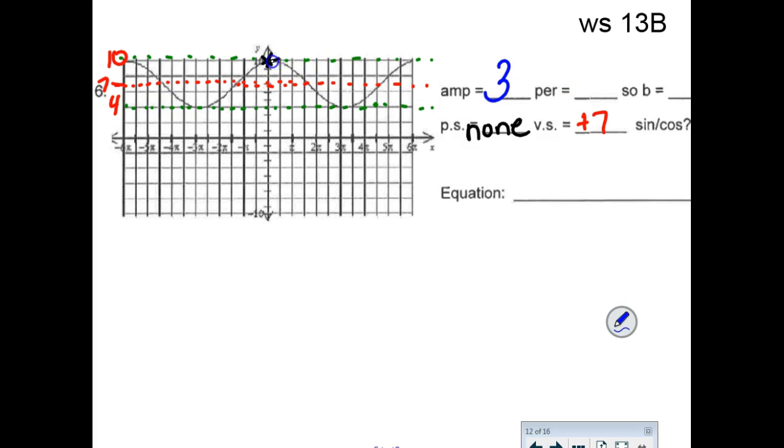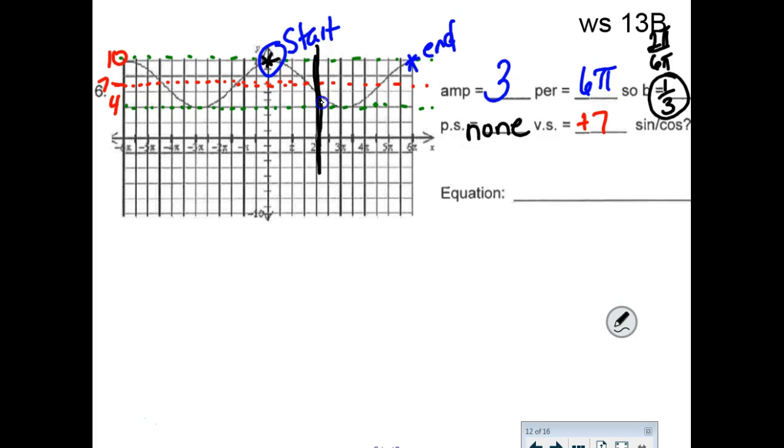The period is how long it takes for the cycle to complete. So if this is the start, that means this is the end of the first cycle. How long did that take? 6 pi, very good. So a little calculation for B, 2 pi over 6 pi is 1/3, which means 1/3 of the cycle happened by 2 pi. Here's 2 pi, guys. Is that what's happening? Is that 1/3 of the cosine cycle? Yeah. All right, and then clearly it's cosine because I kind of spilled the beans there, didn't I?